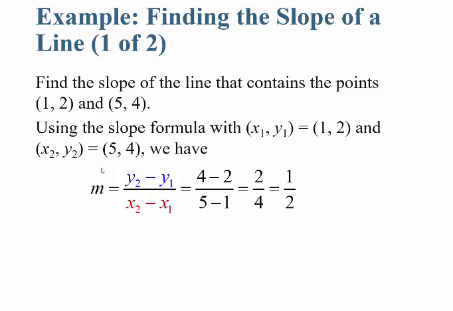So we have the following. Slope is equal to y2 minus y1, so 4 minus 2, divided by x2, which is 5, minus x1, which is 1, so divided by 5 minus 1. 4 minus 2 is 2, 5 minus 1 is 4. Well, 2/4 reduces to 1/2. So the slope of our line through those two points is literally just 1/2.